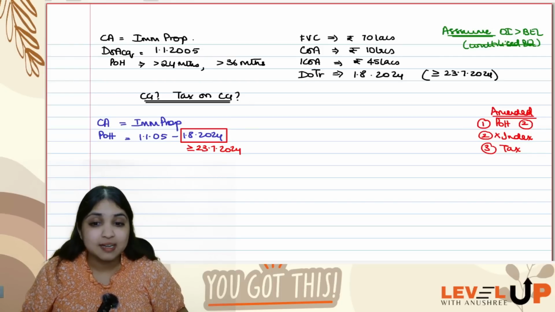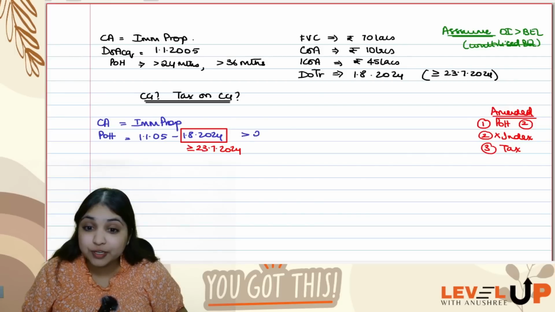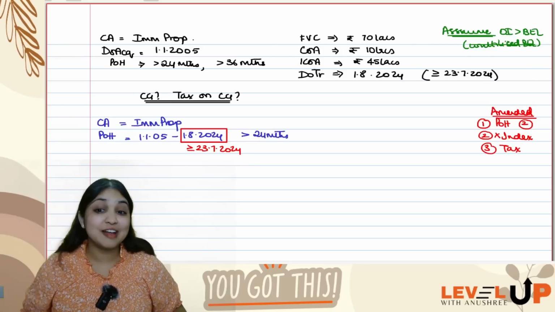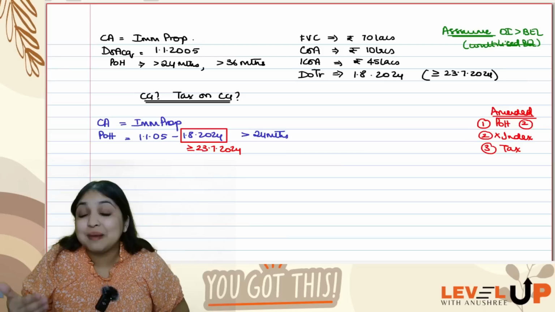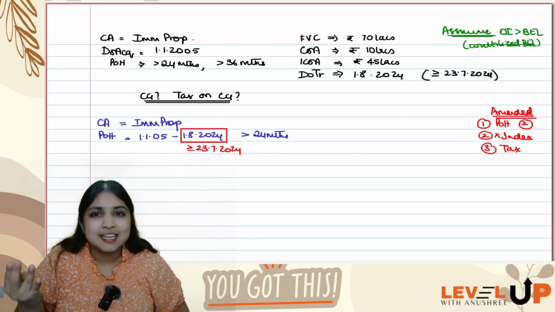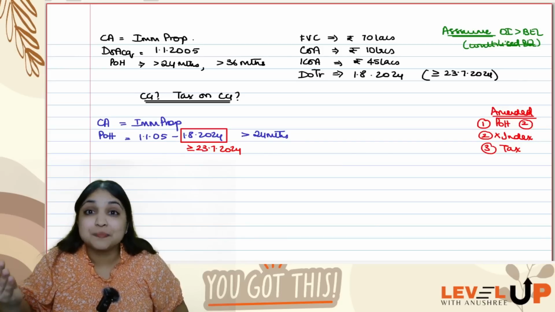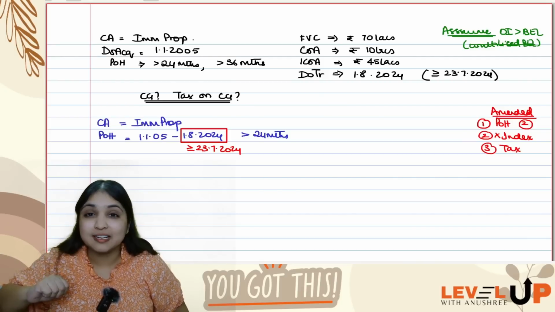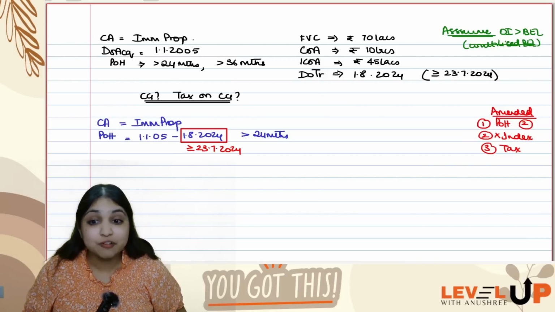Now, what's the relevant period of holding over here? More than 24 months, because it is the new provision, only 2 periods of holding I have. It can't be 12 months because 12 months is only for listed securities, listed or unlisted units of UTI, listed or unlisted units of equity oriented mutual fund, and listed or unlisted zero coupon bonds. This is immovable property.